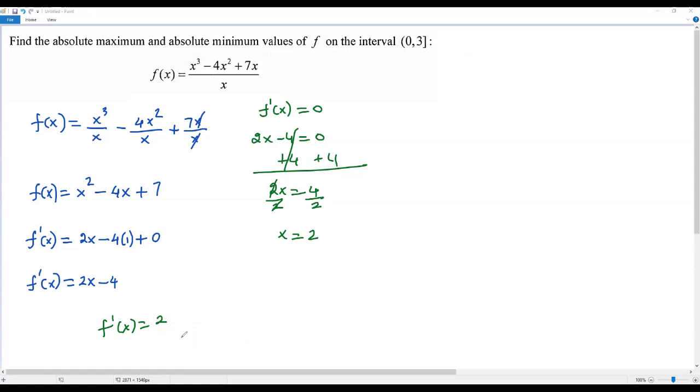But in our problem, for f prime of x, we just have 2x minus 4. This is defined for all real values of x. There is no value of x for which f prime of x becomes undefined. So for this function, there is only one critical number, that is x equals 2.